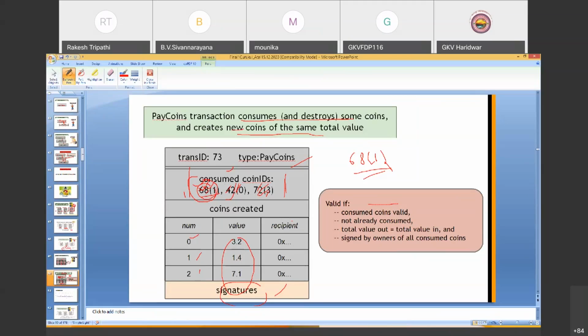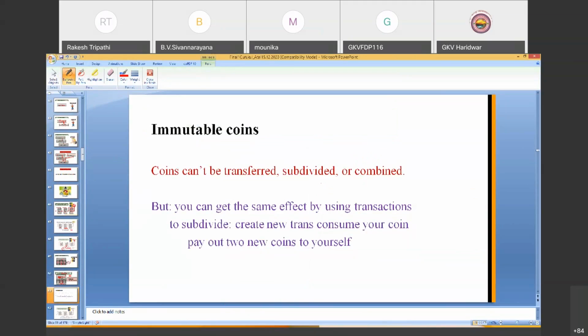Scrooge is taking care of all these things. So this transaction is valid according to Scrooge if the consumed coins are valid, not already consumed, and the total value of these coins is the same as this. And it is signed by the owner of the coin. Then this transaction is valid. And this is an immutable coin.